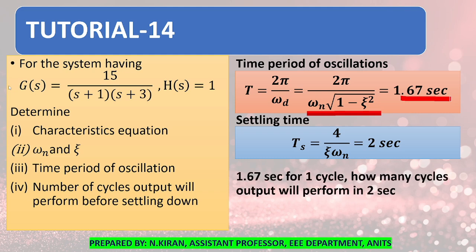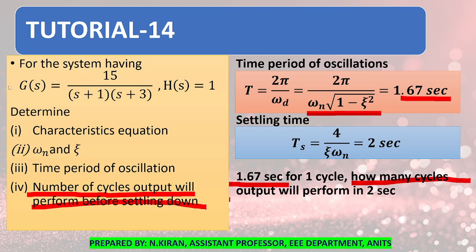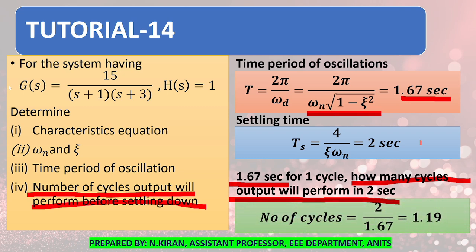So now we need to find the number of cycles the output will perform before settling down. For one cycle, we have got 1.67 seconds. So how many cycles will the output perform in 2 seconds? That we can calculate as 2 divided by 1.67. That is nothing but 1.19.